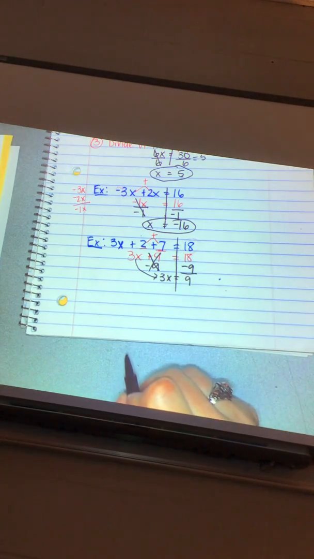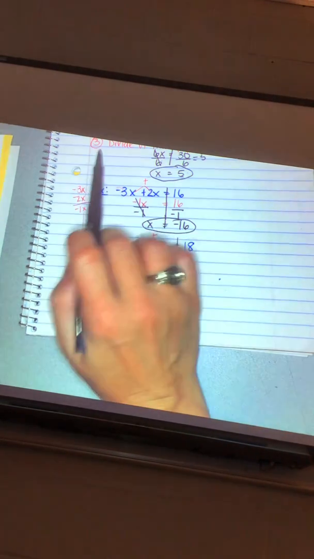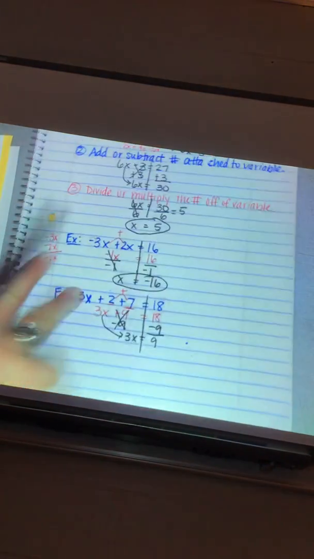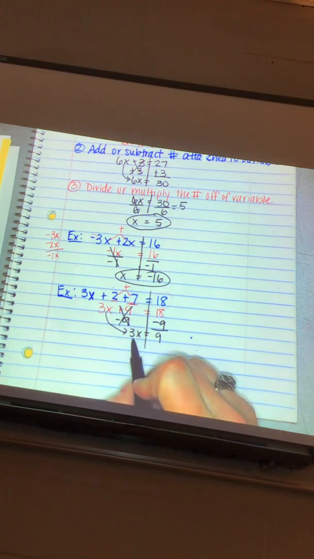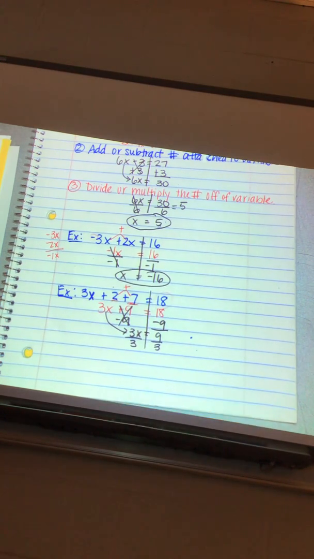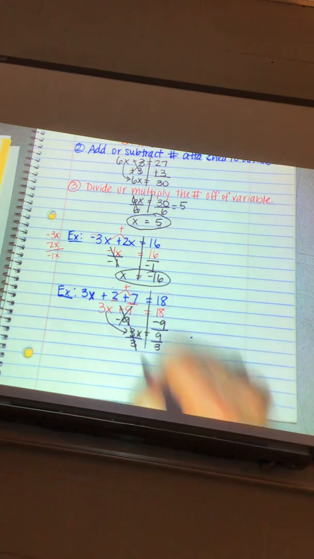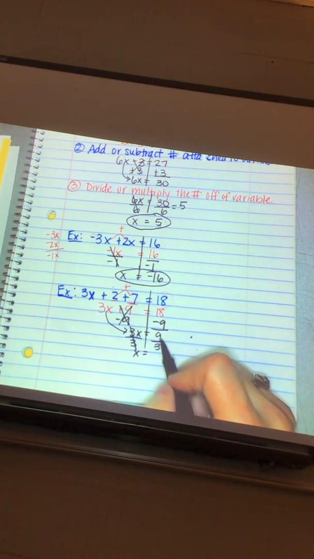And then we go to step 3. Step 3 says divide or multiply the number off of the variable. We have this 3 attached to the variable by multiplication. We're going to divide it off both sides. So that gets it off the x. We're just left with x equals. And over here, 9 divided by 3 is 3.